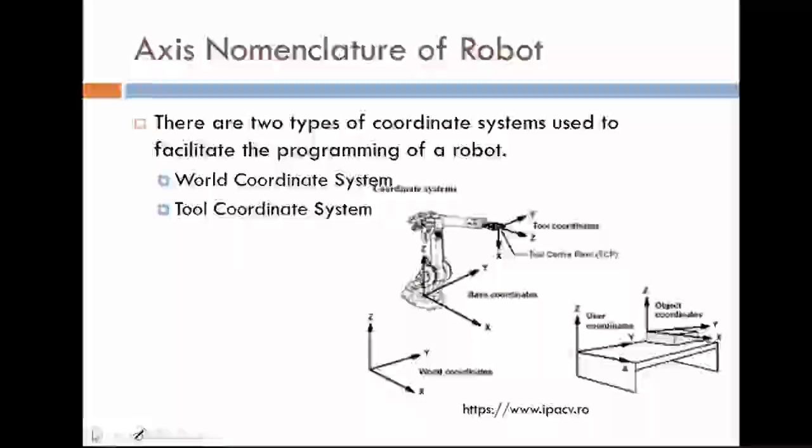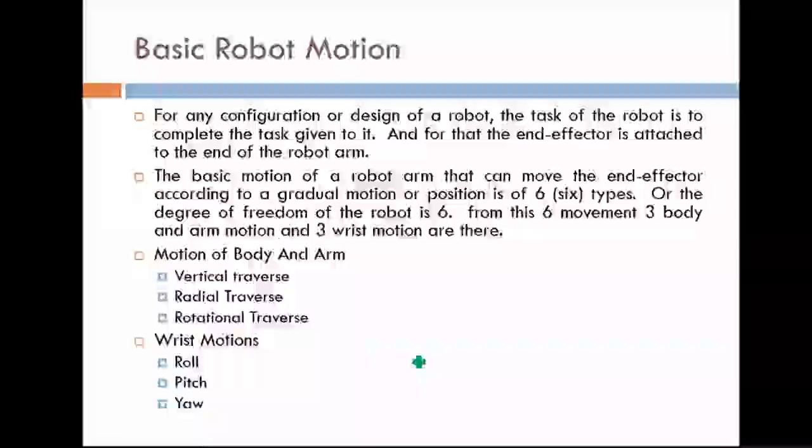Next, we will proceed to basic robot motion. What is basic robot motion? For any configuration or design of a robot, the task of the robot is to complete the task given to it. The robot needs a task, and we need the robot to complete it.